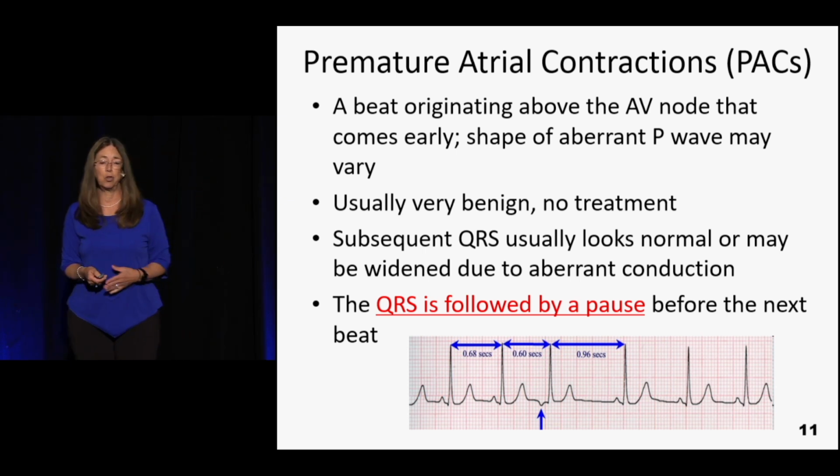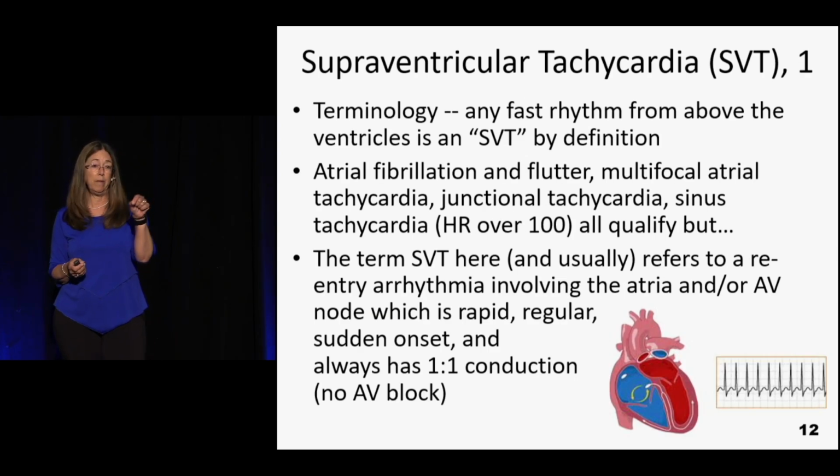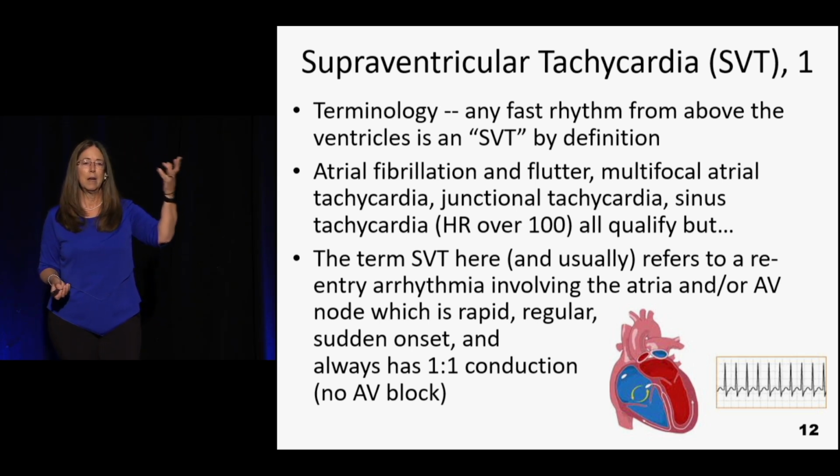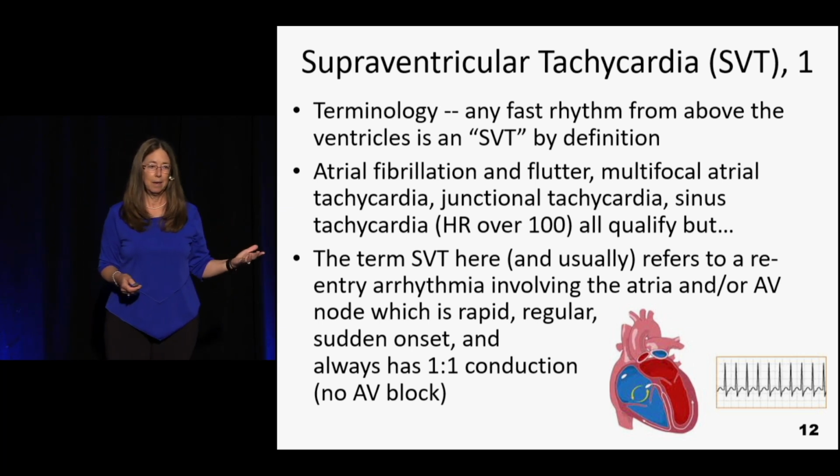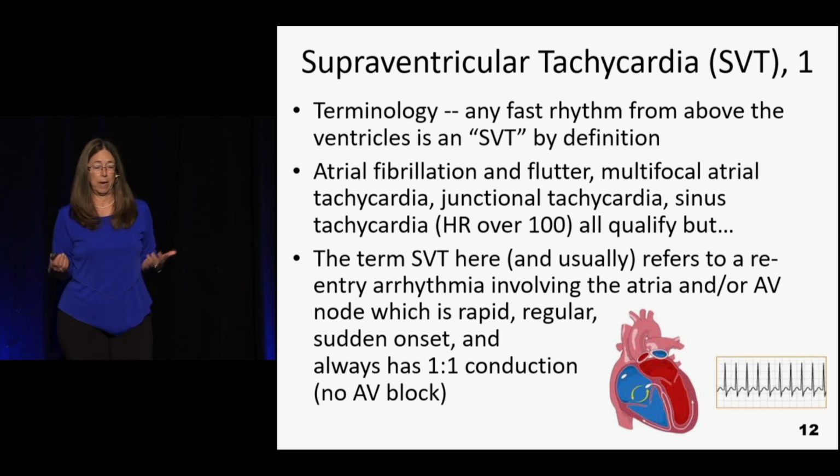It's just a premature narrow beat with a P wave in front of it that's actually triggering it to happen. Now the SVTs, technically, anything that is faster than 100 beats a minute and originates from above the ventricle, supraventricular, is an SVT. Technically, sinus tachycardia is an SVT. AFib with RVR is an SVT. Atrial flutter with a rapid rate is an SVT.